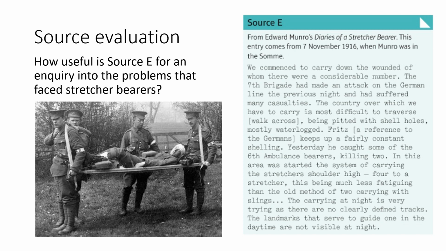So we're going to evaluate two sources as part of this lesson. The first source is source E, which is on page 150 in the textbook. Read this carefully. I'm going to just let you know a couple of the words. So in the top line it says commenced, which means start. Traverse, it tells you there, it means walk across. And then lower down he says it's less fatiguing, which means less tiring.